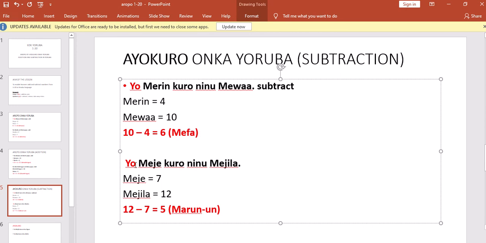Mẹ́fà. Yọ méje kúrò nínú méjìlá. Kí ni ìtumọ̀ yọ? That means subtract. This question is asking us to subtract. Méje. What is méje? 7. Méjìlá, that's 12. That means 12 minus 7 will give us 5. And what is 5 in Yoruba? Márùn-ún.